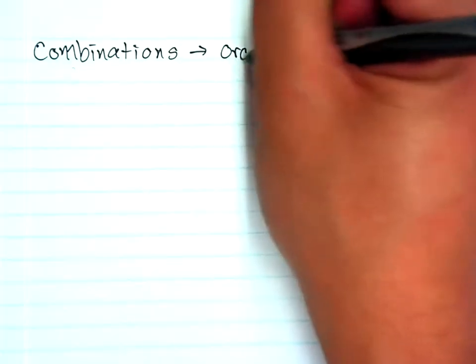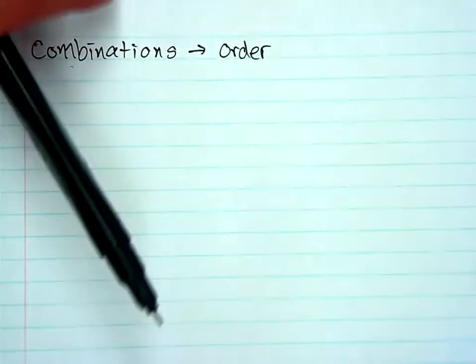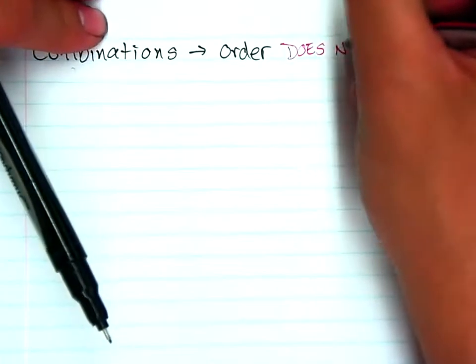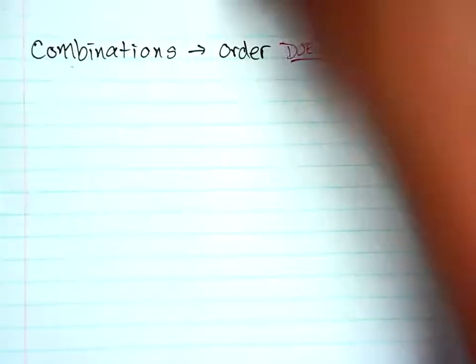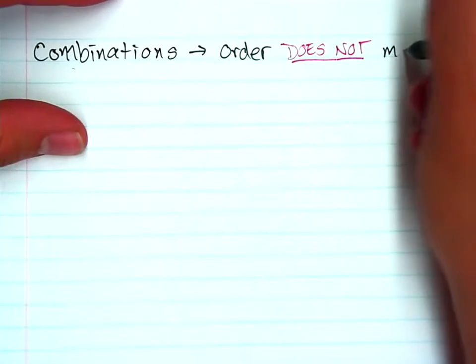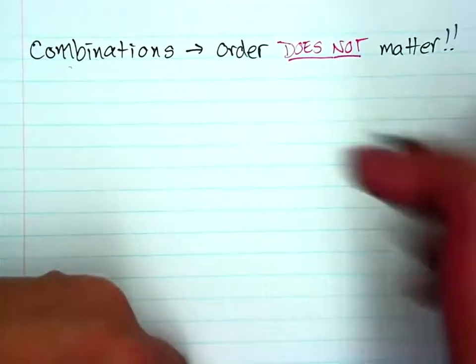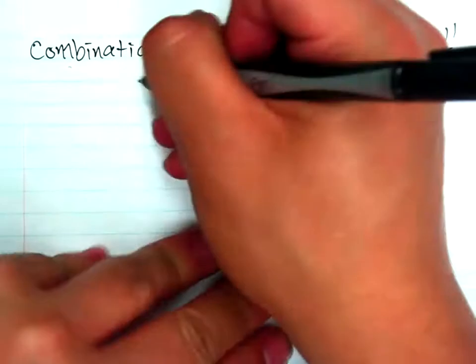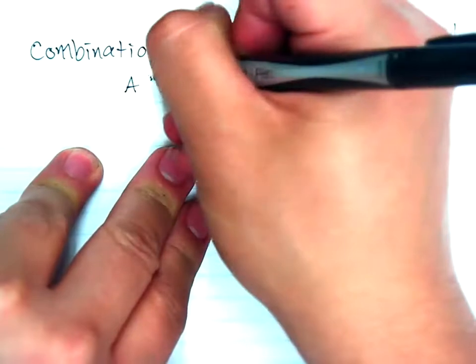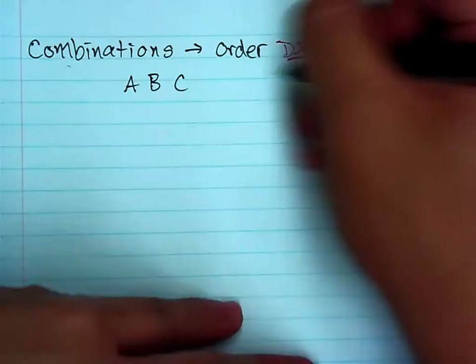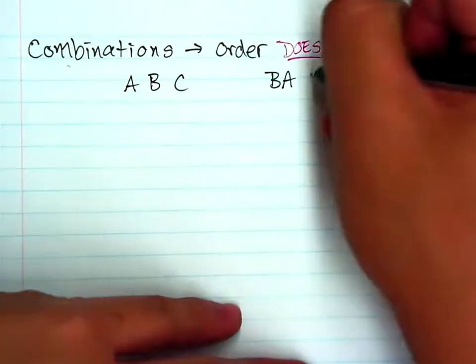order does not matter. And what do we mean by that? When we say that order does not matter, it means that A, B, C, let's say I put those 3 letters together, and then I have B, A, C.